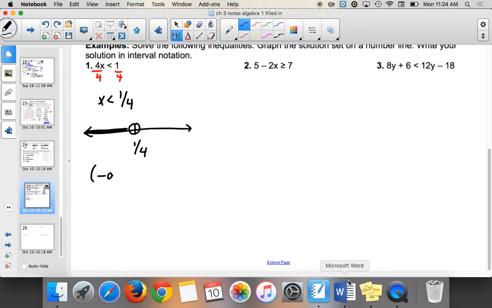So it would be -infinity to 1/4, and we don't include 1/4, so we do our parentheses. That is our final solution set. So what does this mean? Any number over here works in the original. So if I plug in 0, does it work? 4 times 0 is 0. Is that less than 1? Yeah, if I plug in like -1, -4 is less than 1, right? Any number in here will work in our solution.